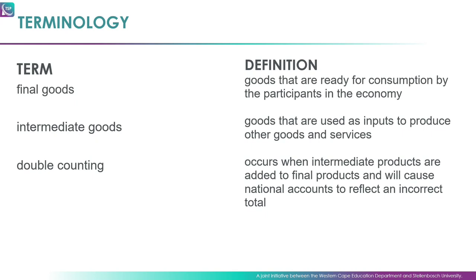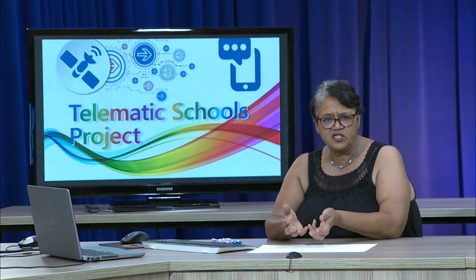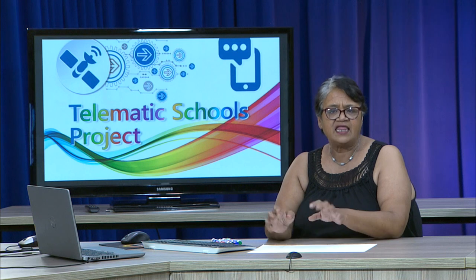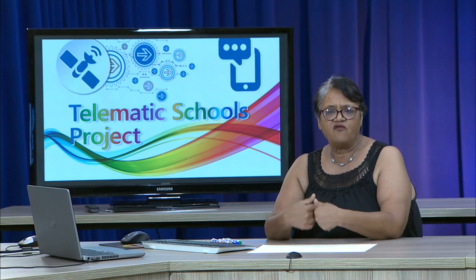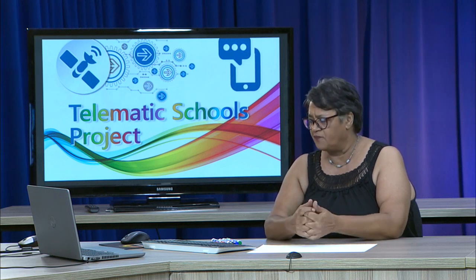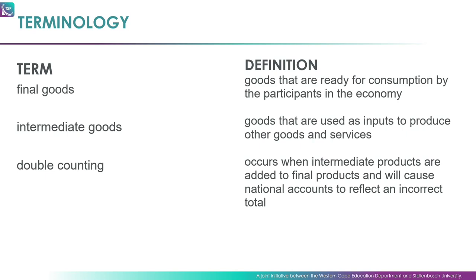Right, so when dealing with national account aggregates, we're looking at final goods as well as intermediate goods. Now your final goods, as the name says, are goods that are ready for consumption by the participants in the economy. So the goods which we go into the stores to purchase, those are final goods. These are things that have already been manufactured, been through a process, and are now ready for the consumer to make use of. Then we also have our intermediate goods, and these are goods that are used as inputs to produce other goods and services, right?